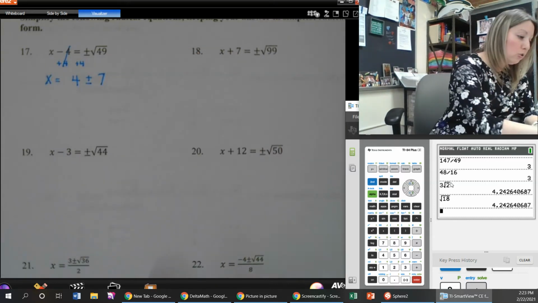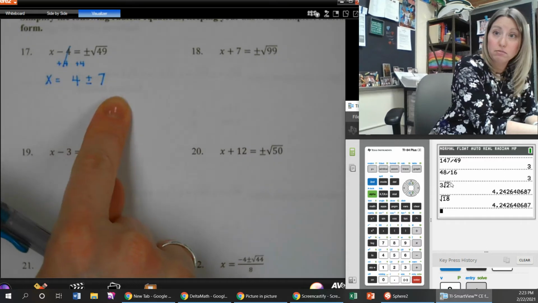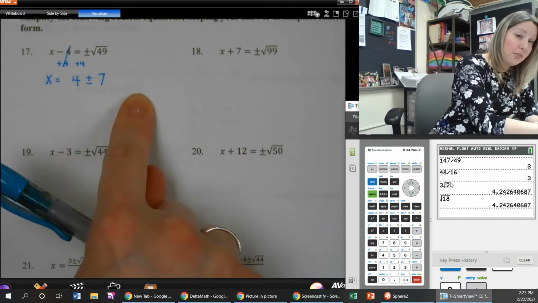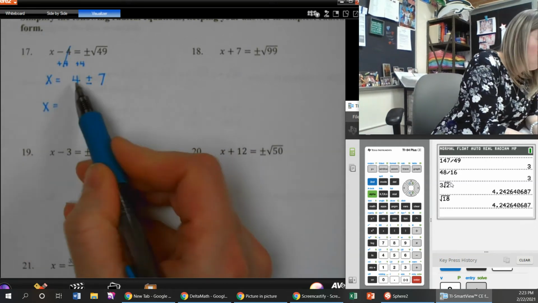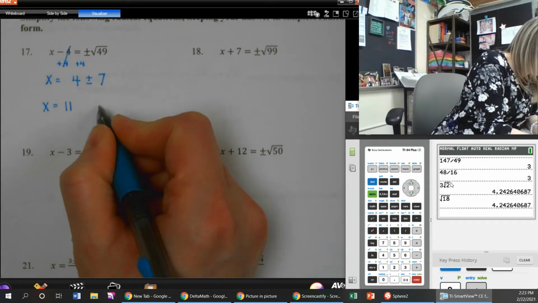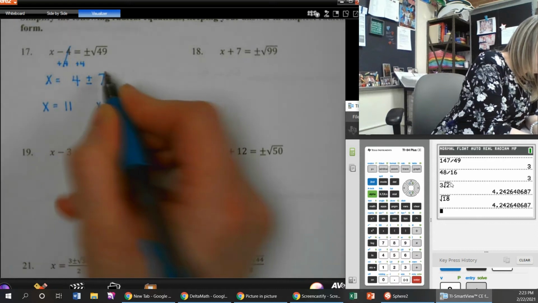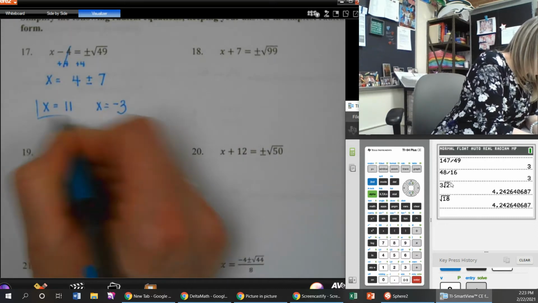Now, when these two numbers are in the same number set, like these are, you actually add them and you actually subtract them. So I'm going to get two answers for x here. 4 plus 7 is 11. And 4 minus 7 is negative 3. There you go. There's your answers for x.